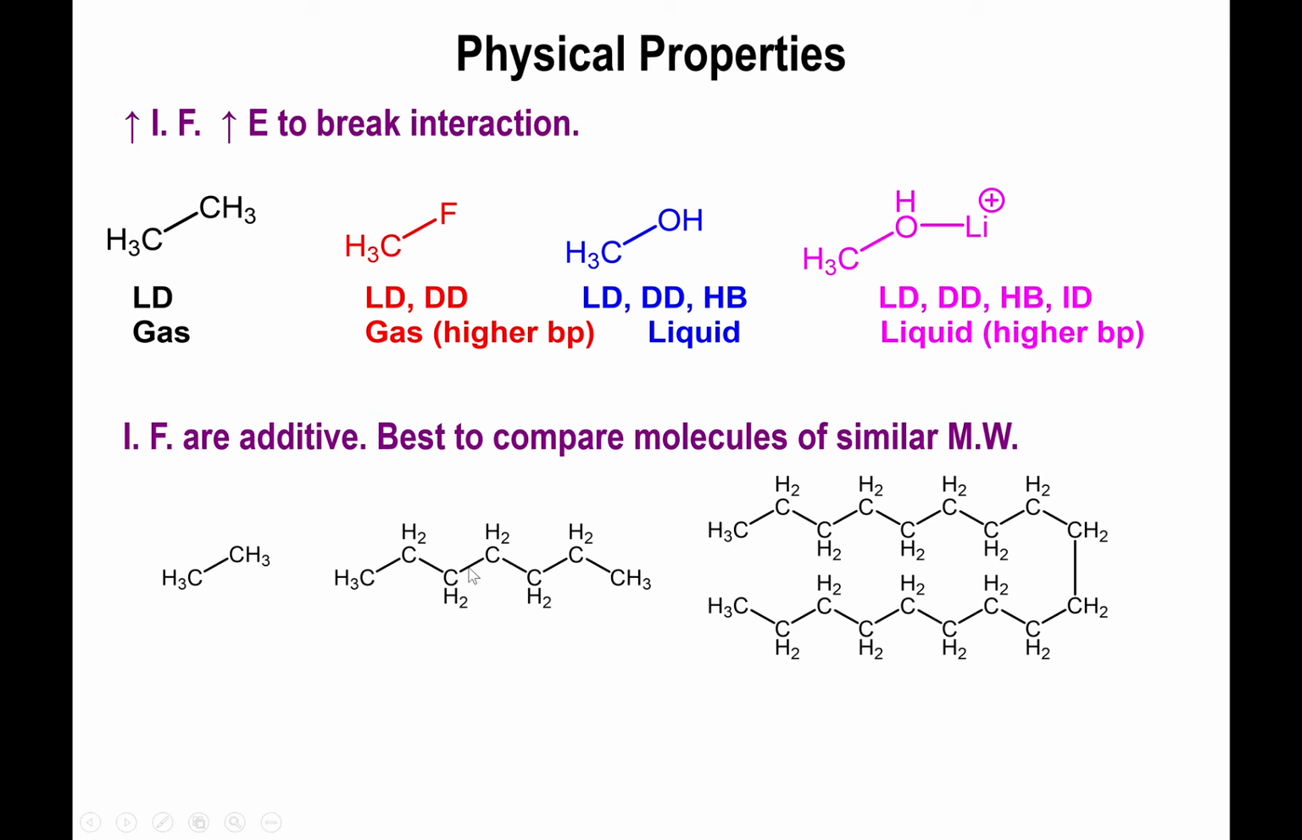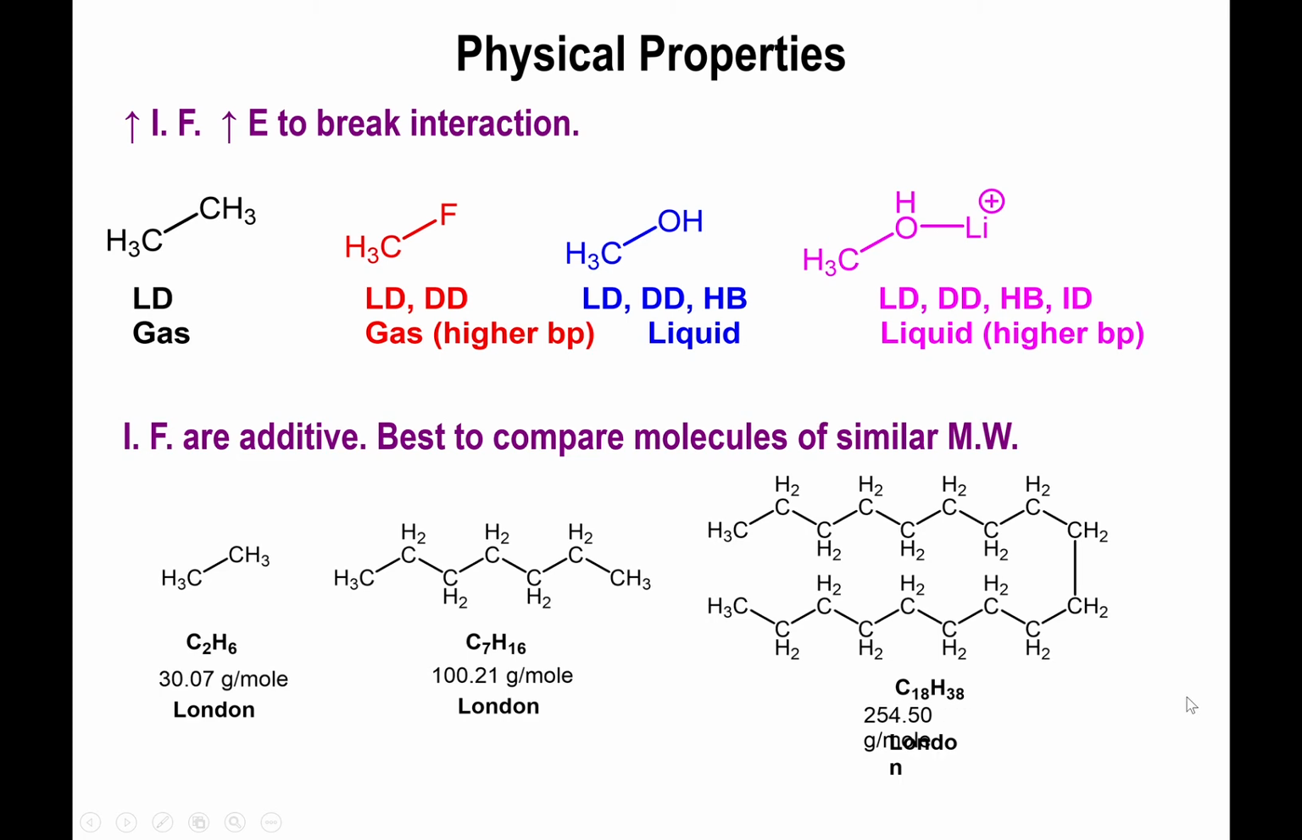If you look at the three molecules right here, which I used in the previous example in a different lecture, the molecule on the left, the molecule in the middle, and the molecule on the right, they all have carbon-carbon bonds and carbon-hydrogen bonds as the only bonds present. So all of these molecules have London dispersion forces. That's all they have. But notice not only the formulas, but more importantly, the molecular weights. The molecular weights are vastly different.